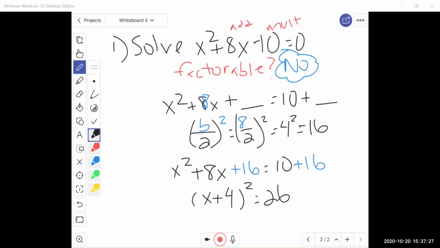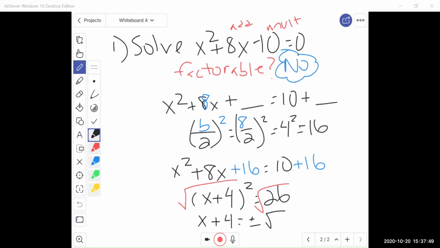Well, how do I solve? I need to undo the square if I'm going to find the x, because if this is a quadratic, I should have two answers, unless it's a double root. So to undo the square, I'm going to square root both sides. And if I'm taking the square root from a squared, I'm going to end up with positive and negative.